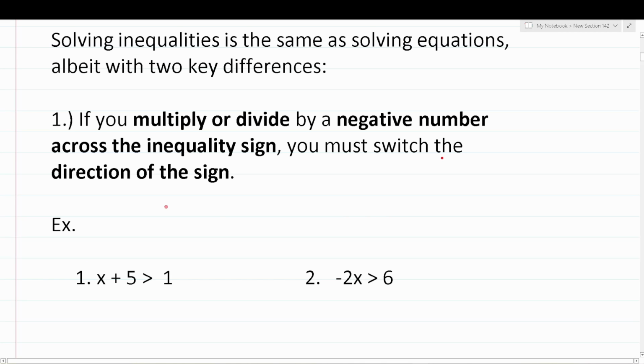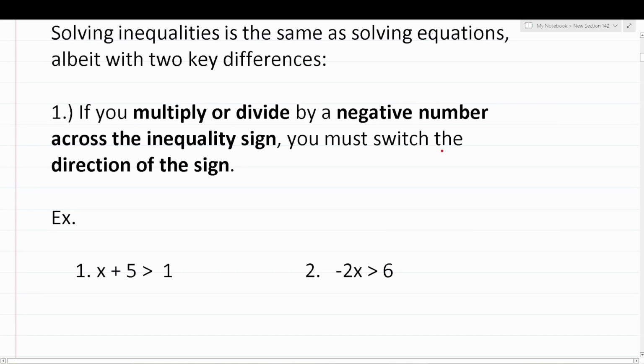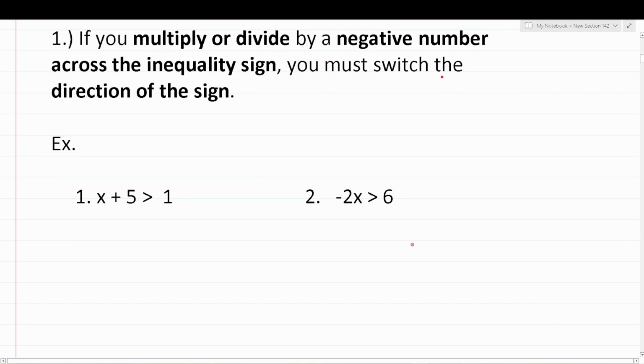All right, so the very first thing I want to point out is this. Solving inequalities is almost the same thing as solving equations. That said, there are two key differences between solving equations and solving inequalities. The first one's right here. It says, if you multiply or divide by a negative number across the inequality sign, you must switch the direction of the sign. So let's take a look at a few examples so I can illustrate that difference.